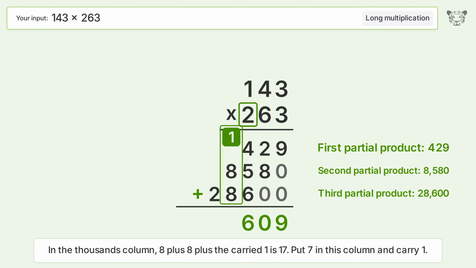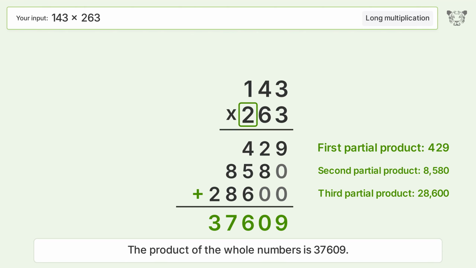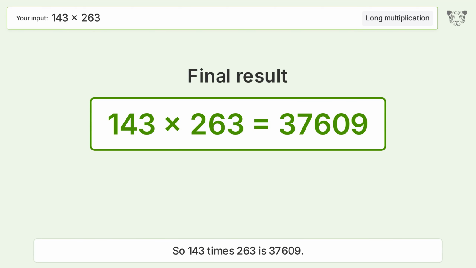In the thousands column, 8 plus the carried 1 is 17. Put 7 in this column and carry 1. In the 10,000s column, 2 plus the carried 1 is 3. The product of the whole numbers is 37,609. So 143 times 263 is 37,609.